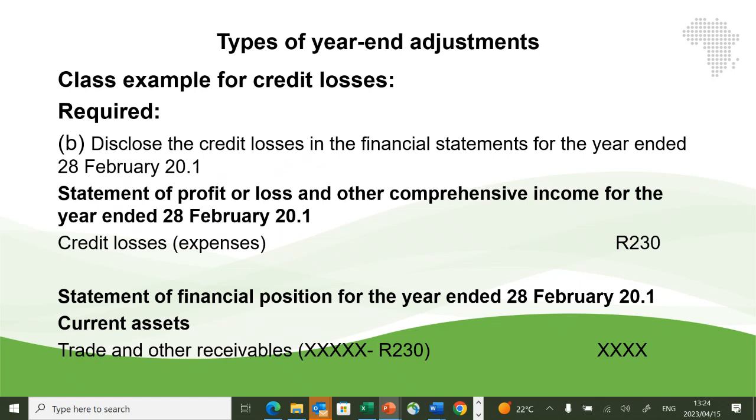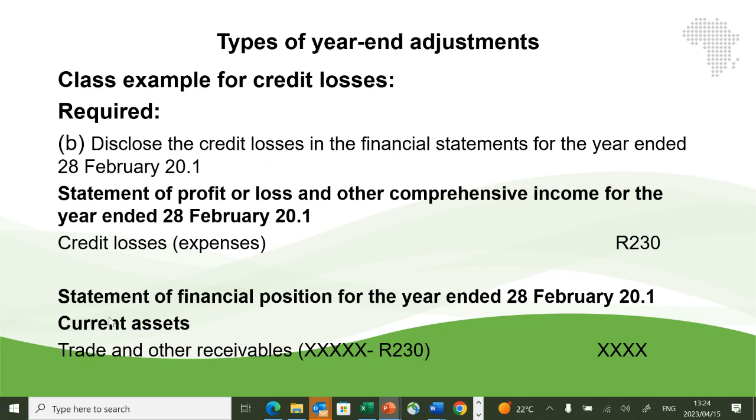Then you are also required under B to disclose the credit losses in the financial statements for the year ended 28 February 20.1. Start with the statement of profit or loss. Here, income, expenses and losses are reported. So we record credit losses as expenses. How much is it? We record that 230. Then we go to the statement of financial position.